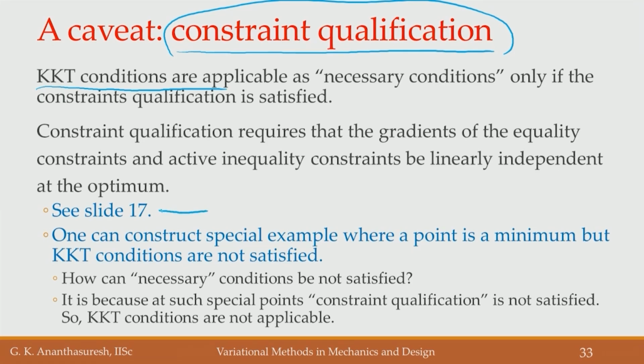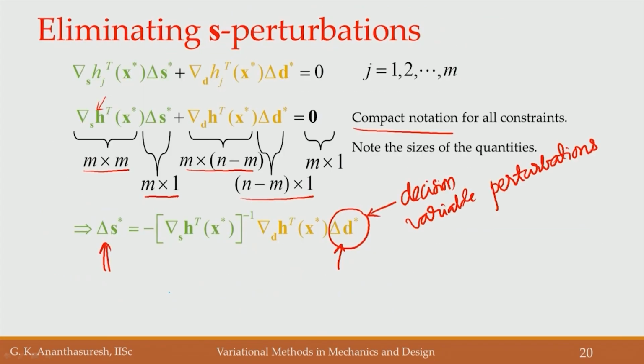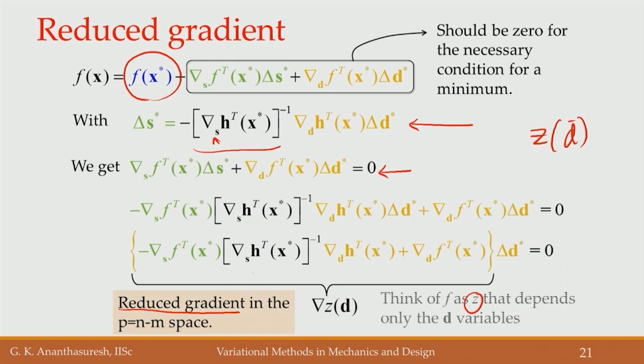So, for that reason we have to go back to slide number 17 of the previous lecture, which we will quickly go to, slide number 20, not 17. So, delta S star we are expressing in terms of delta D star, where we had the inverse of a matrix. Inverse of a matrix cannot always be taken, right? What if this matrix, which is an m by m matrix here, is singular? We cannot do that, right? So, that is the constraint qualification. We say that the gradients of the equality constraints must be linearly independent, then the m by m matrix will not be singular, and we can take the inverse. Okay. So, that is basically the constraint qualification.